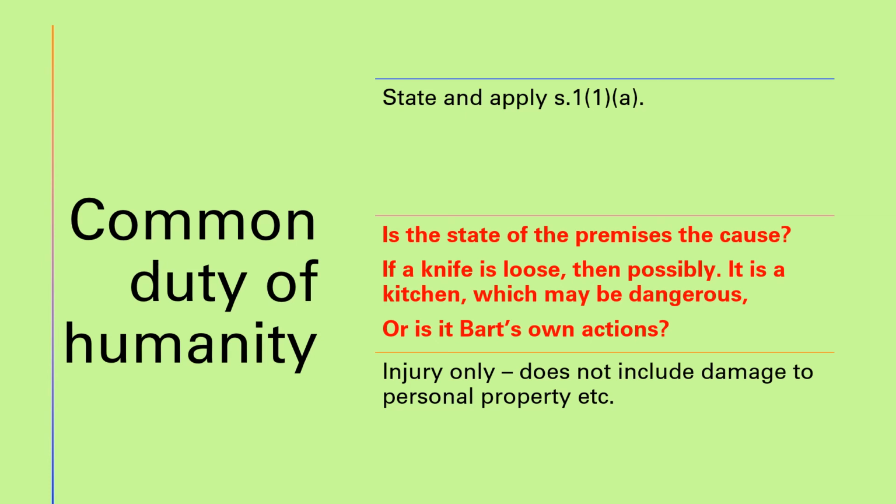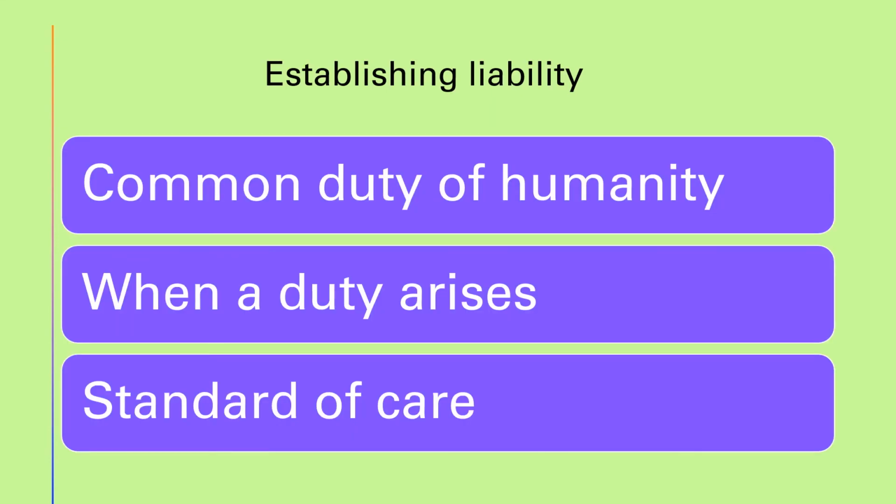So we're going to fall down, for argument's sake, on the side of a kitchen being dangerous, and that is the reason Bart is injured. If he can make a claim, what is he claiming for? Well, we know it's only injury. He cannot claim for the damage to the wrecked jacket, and this is set out by the Act in section 1 subsection 8.